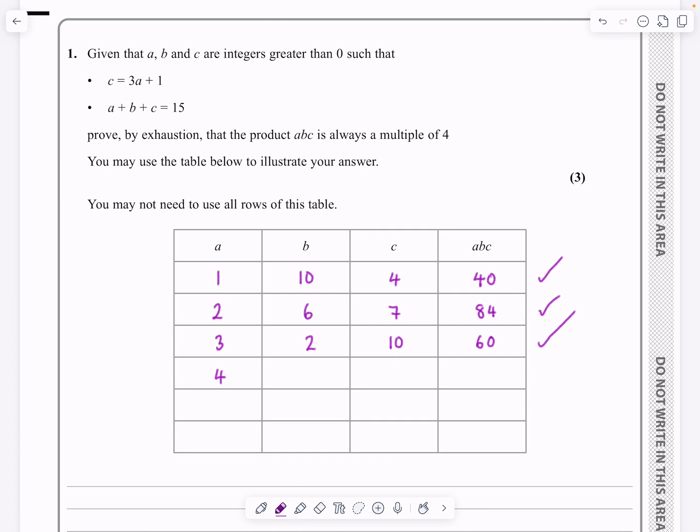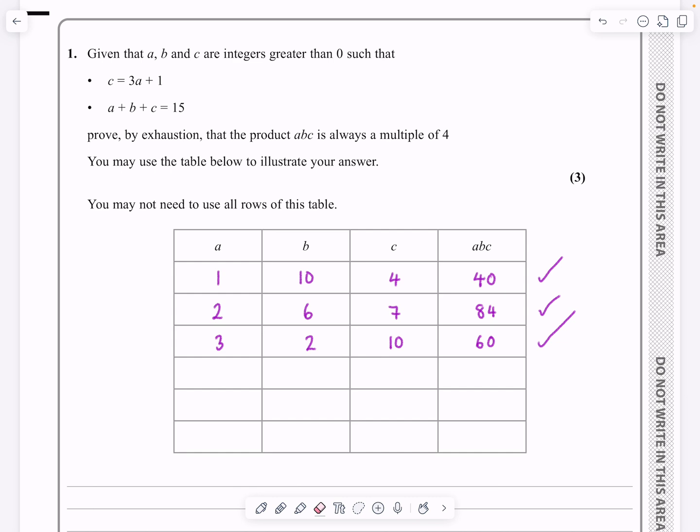plus 1, which is going to be, sorry, C there, which is going to be 13. And then we can't get B from here. Okay, if A plus B plus C equals 15, you've already got 17 there. B would have to be equal to minus 2 here, and then they're not all integers greater than 0. So that's the limit there.